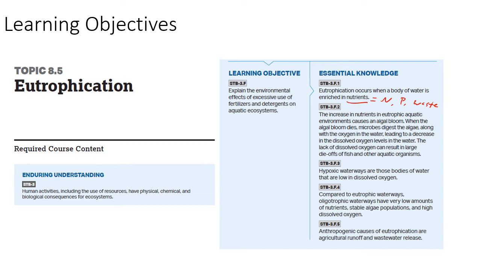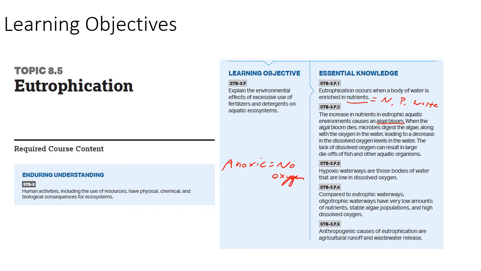All right. The increase in nutrients in eutrophication causes an algal bloom. When the algal bloom dies, microbes digest the algae along with the oxygen in the water, leading to a decrease in the dissolved oxygen levels in the water. The lack of dissolved oxygen can result in large die-offs of fish and other aquatic organisms. Anything that requires dissolved oxygen in that water can die. Hypoxic waterways are those bodies of water that are low in dissolved oxygen. A similar term would be anoxic, which is no dissolved oxygen.